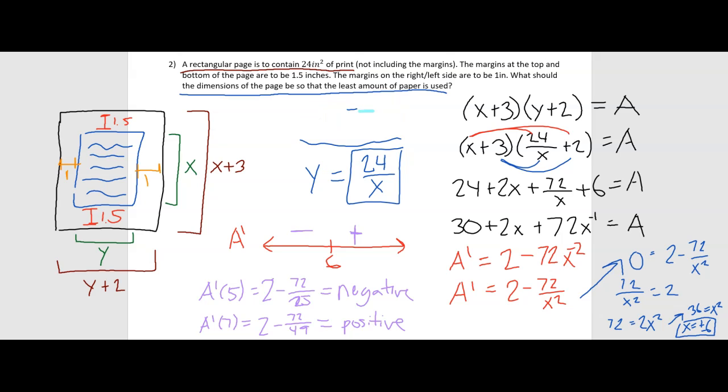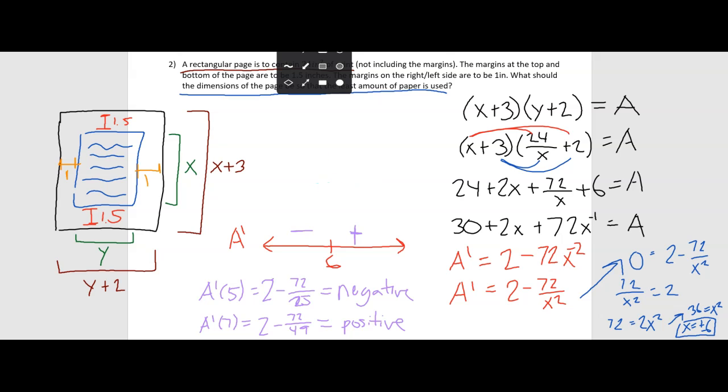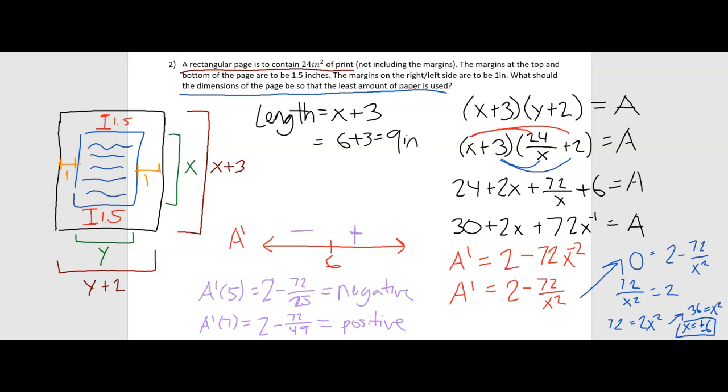It does say to find the dimensions of the whole page, which is the black sheet, the black rectangle. So my width, start with my length, because that was in terms of x. My length is equal to x plus 3, which is equal to 6 plus 3, which is equal to 9 inches. Okay, we know my length is 9 inches.